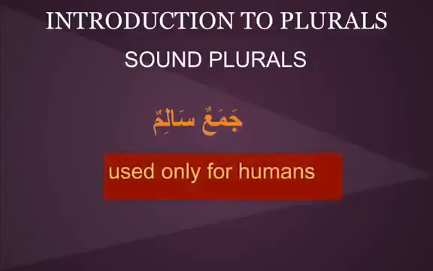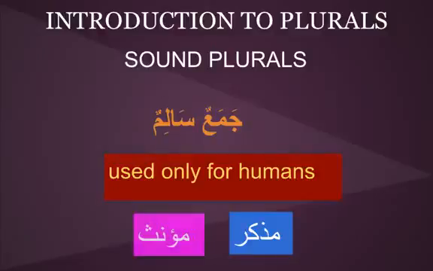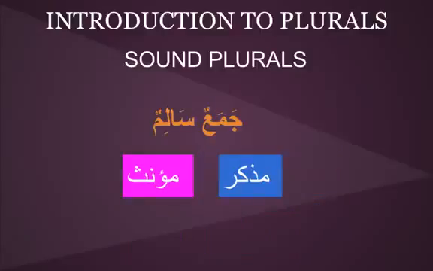is used only for humans. You need to understand, we don't use salim for any objects. So this makes things easy to recognize and communicate. So jam' salim is used only for humans, and we know that we have 2 genders, mudhakkar and muannas. So we have different suffixes for mudhakkar and muannas. So we'll just see what those are.